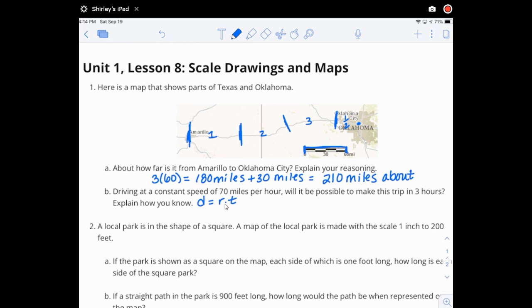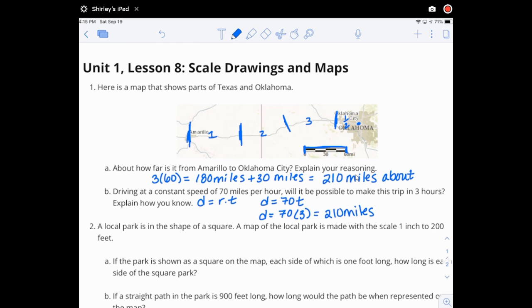So I'm going to go ahead and plug 70 in for R. So now I have that distance is equal to 70 times the time. Now the question says, will it be possible to make this trip in 3 hours? So that's a time. So what I can do here is take 3 and plug it in for T. So my distance, if I go 70 miles per hour for 3 hours, where is that going to take me? 70 times 3 is 210 miles. Okay. Is that the distance that I needed to go? Yes, it's exact. So would we be able to make it?